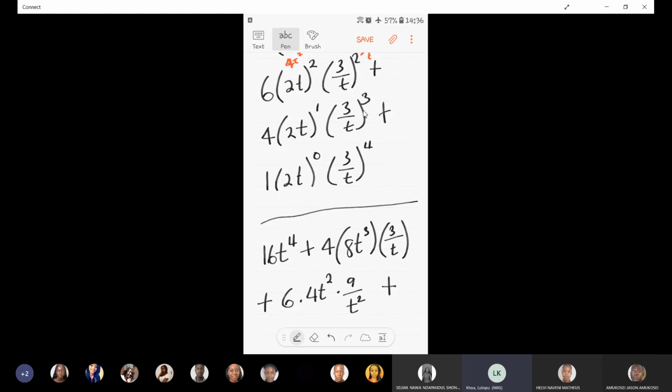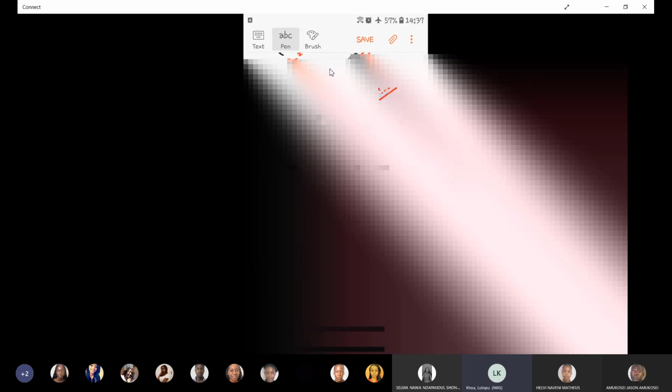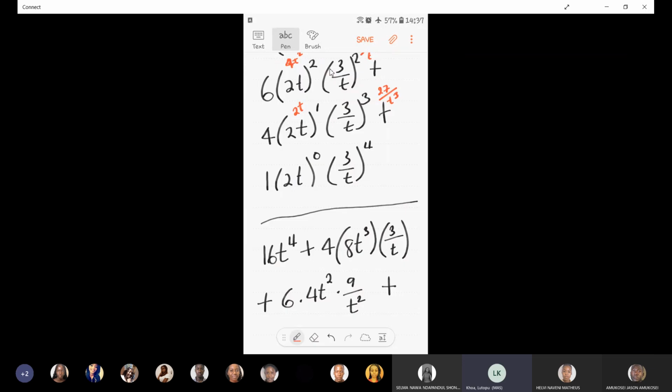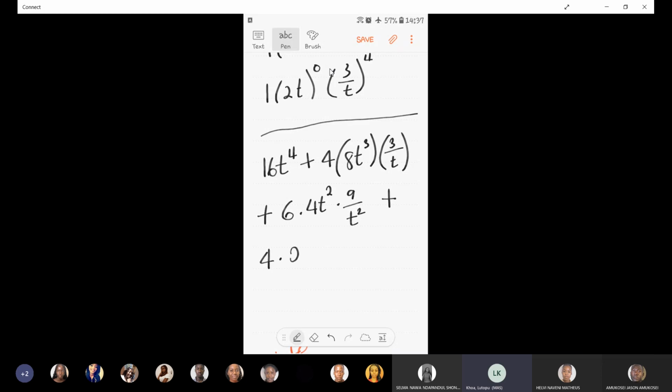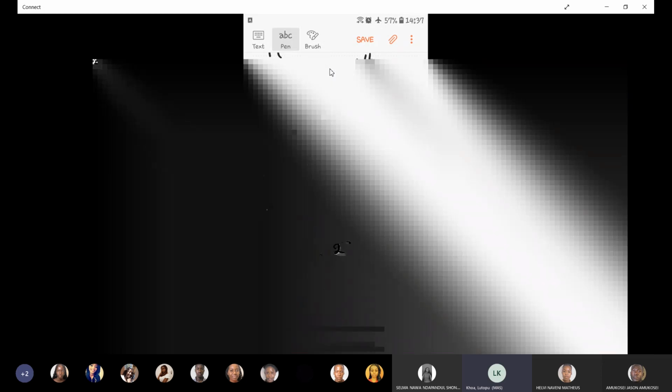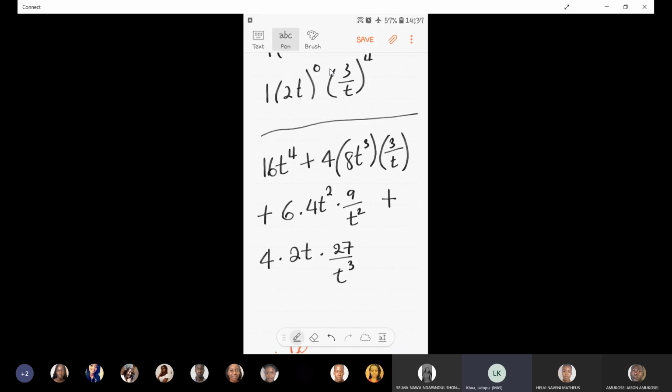And then the fourth term, here I have 2t to the power of 1, which is just 2t, and then 3 over t to the power of 3. This will be 3 to the power of 3 over t to the power of 3, which will give me this. This is 2t, and this gives me 27 over t to the power of 3. So what I will then write here, this is 4 times 2t times 27 over t to the power of 3.